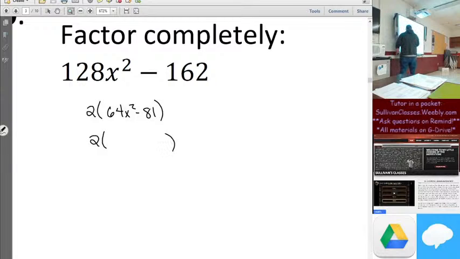The difference of squares says it's going to be a plus-minus combo. Notice that there isn't a middle term. If there's no middle term, that means I had to have multiplied together conjugates to get rid of it.